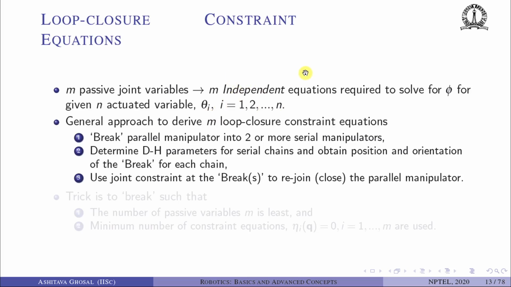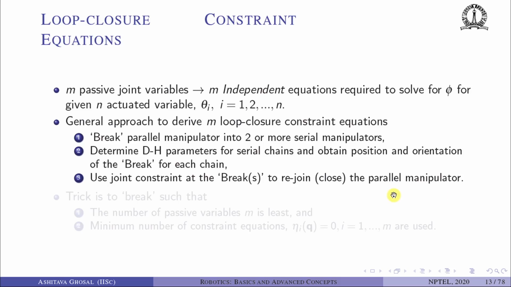So the general approach is to derive m loop closure constraint equations. And what is the way to derive these m loop closure constraint equations? The standard way is to break the parallel robot into 2 or more serial manipulators. We determine the DH parameters for the serial chain and obtain the position and orientation of the break for each chain. Suppose I break it at some point, I can put a coordinate system at that place where we have broken, and we can find the position and orientation of that coordinate system. Then we use the joint constraints at the break to rejoin or close the parallel manipulator.